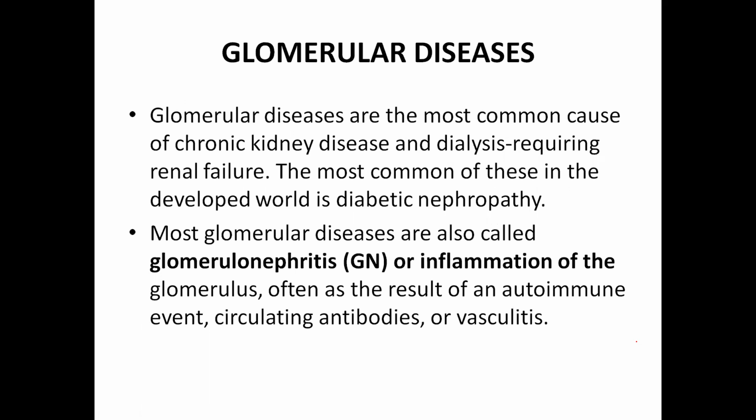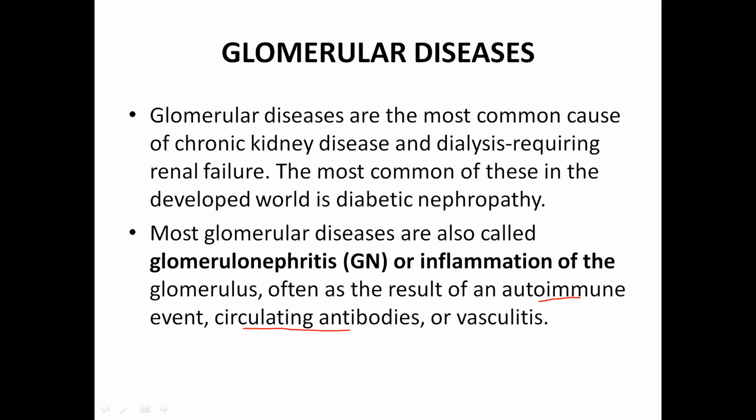Most glomerular diseases are also called glomerulonephritis, or inflammation of the glomerulus, often as a result of an autoimmune event. For example, with an autoimmune event like SLE, or systemic lupus erythematosus, when it causes a renal problem, we call it lupus nephritis. Lupus nephritis is caused by autoimmune events and also circulating antibodies.